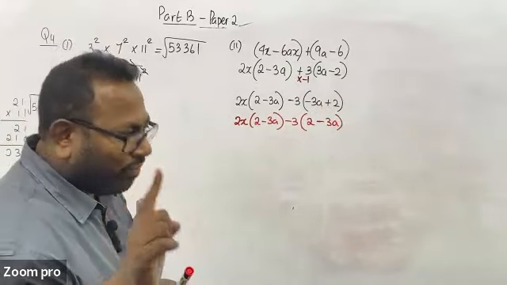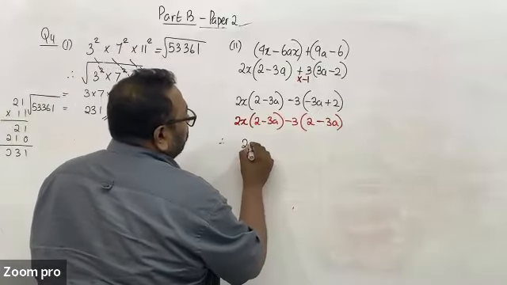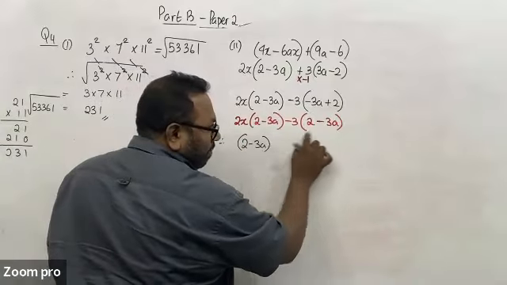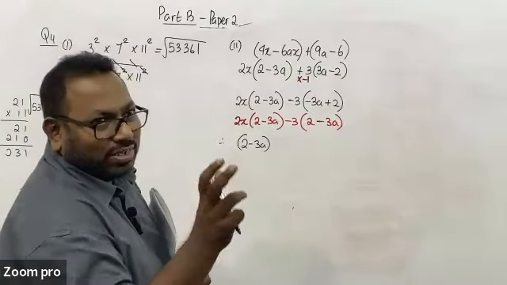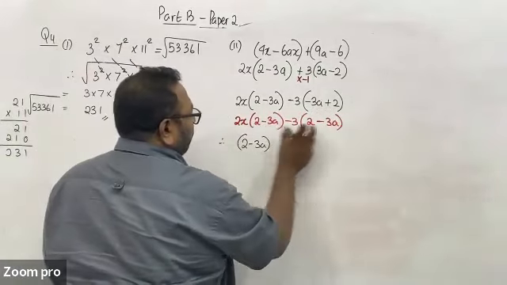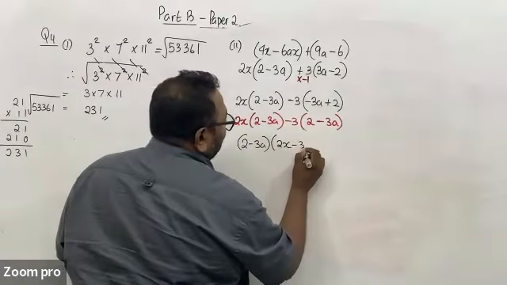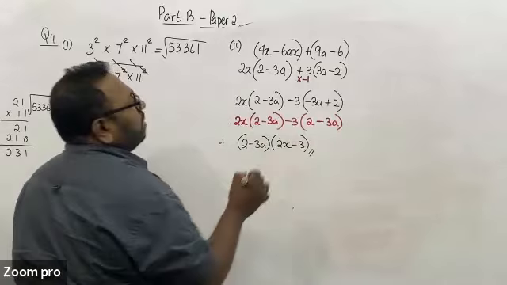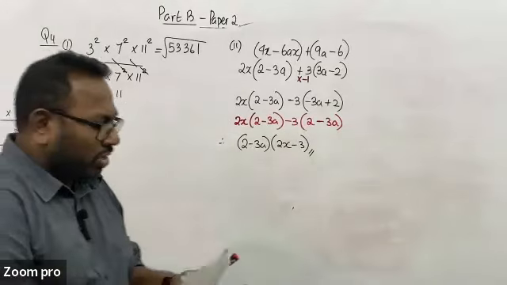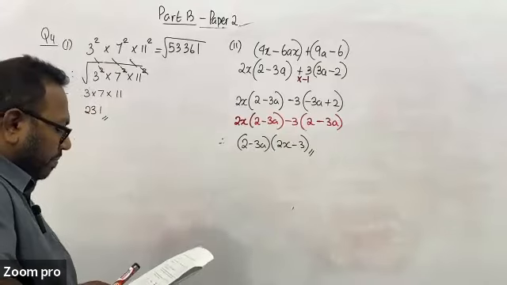So then they become one factor. Therefore, 2 minus 3a, both are the same. Remember quadratic equations, we want to get the factors inside. These two are the same. Then multiplied by 2x minus 3. Therefore, that is your final answer for your second question. Okay.